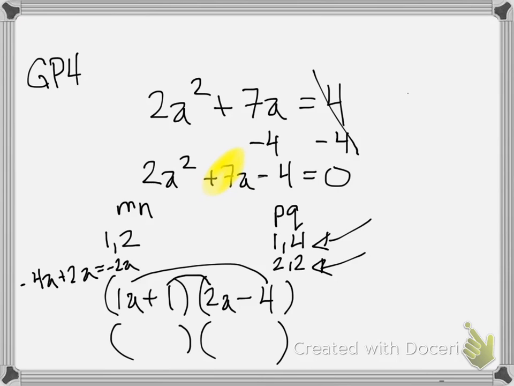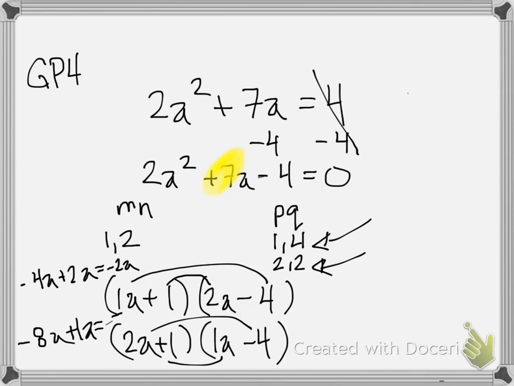And for our second one, let's just swap our 1 and our 2. Keep our 1 and 4 in the same place. Well, when we OI that, we get -8a, that's our outside terms, and we get positive 1a, that's our inside terms. We get the right coefficient, which is a 7, but it's the wrong sign. It's negative 7, not positive 7. So we need to pull another switch here.